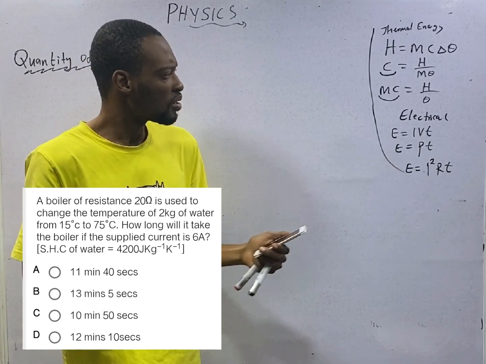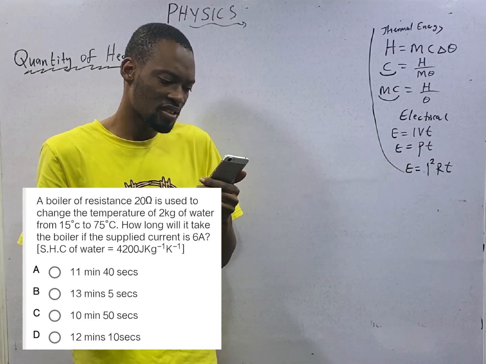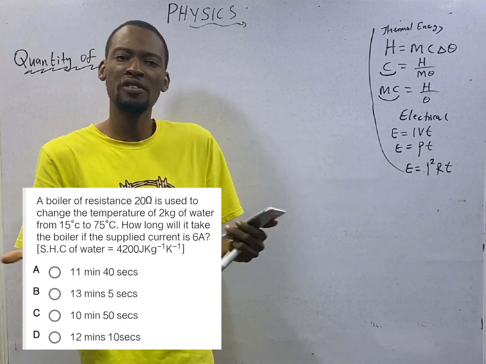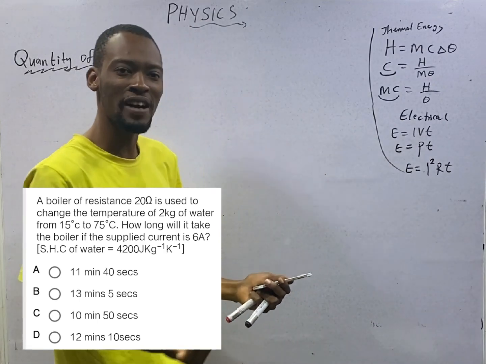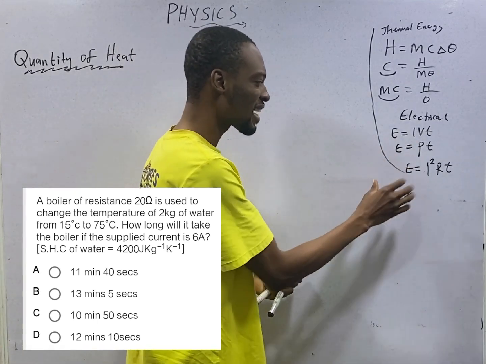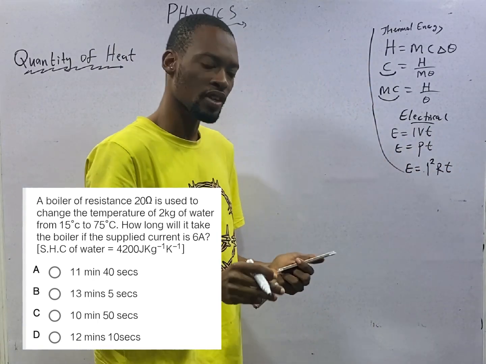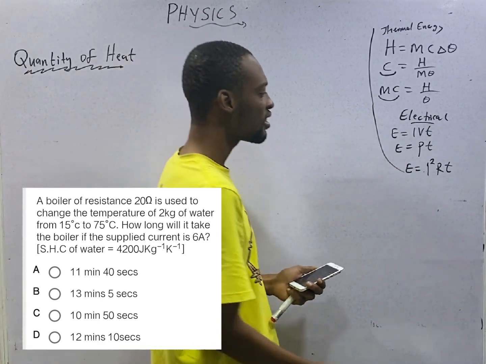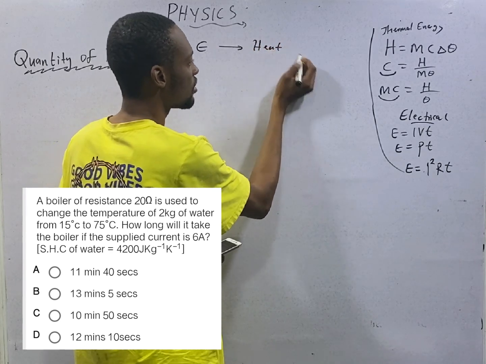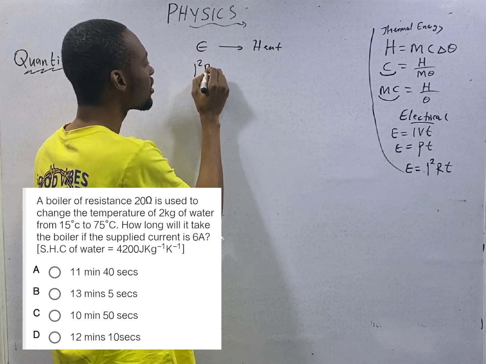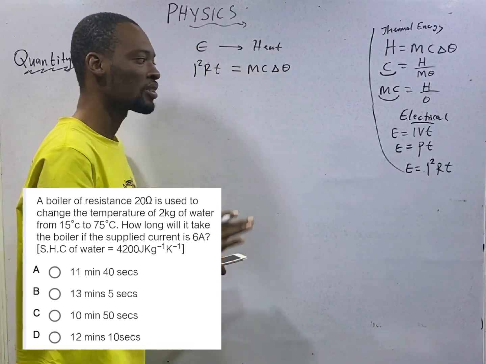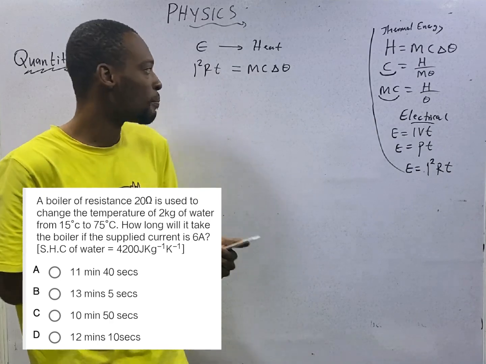Ladies and gentlemen, you already know we are given the resistance of this boiler, the temperature, the mass, and even the current, and obviously we are converting electrical energy to thermal heat. For electrical, one out of these 3 formulas is what we need. Since here we have resistance and current, this is what we shall work with. So electrical energy is converted to heat energy: I squared RT equals heat energy, MC change in theta. That is it, ladies and gentlemen. And we are looking for time.